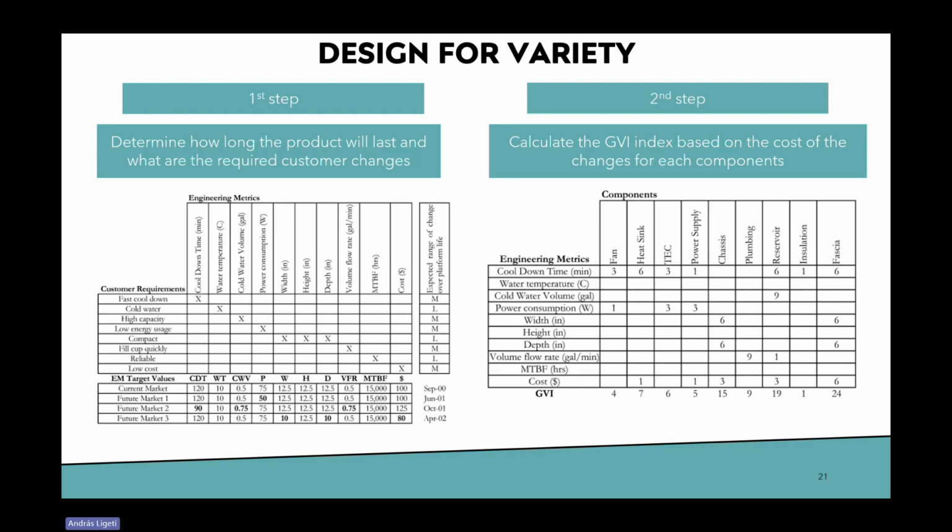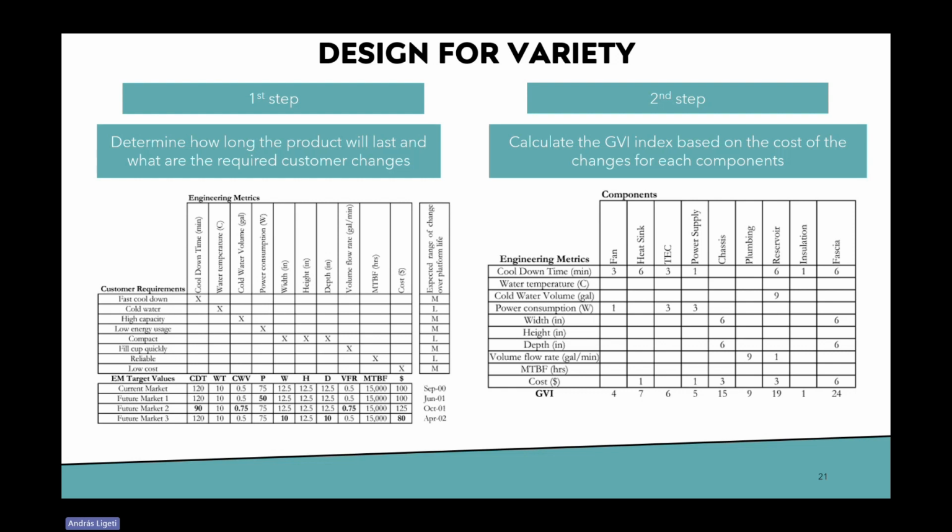So the first step is represented here. In the first step, you have to determine how long the product will last and what are the engineering metrics that your customer needs. So first, you have to fill in the customer requirements. In this case, for example, this can be fast cooldown time. And the engineering metric for that is cooldown time in minutes. So you have to figure out that, for example, in the current market, the cooldown time is 120 minutes. And in the future markets, you have to reduce that to 90 minutes.